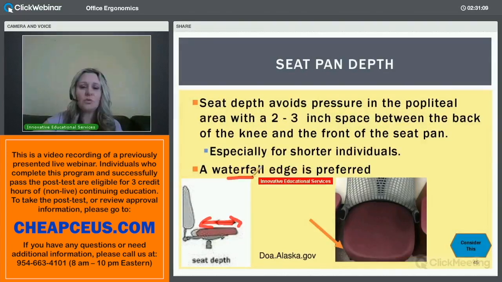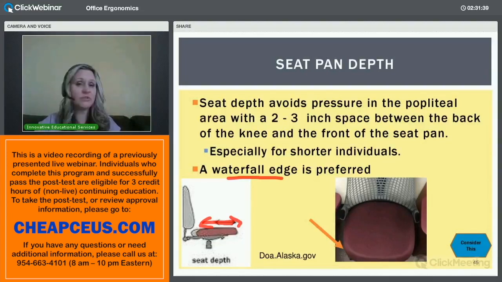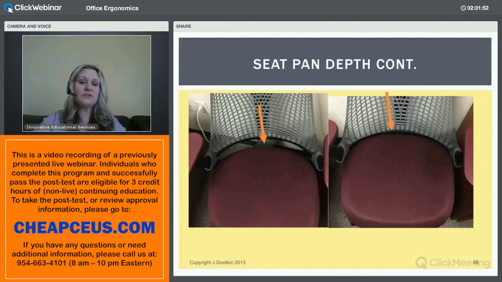We also want to look that this waterfall edge is available. A waterfall edge means that the front edge here is a little bit rounded. So if there is pressure, or I should say a proximity to the popliteal area, that waterfall edge with the rounding and the paneling is going to decrease the risk of compression to the neurovasculature in that popliteal region, so it won't compromise the flow to that distal lower extremity, particularly if someone's sitting for a long period of time. So that seat pan depth is going to allow you to adjust it. So we have about 2 to 3 inches between the edge of the seat and the patient's popliteal area.